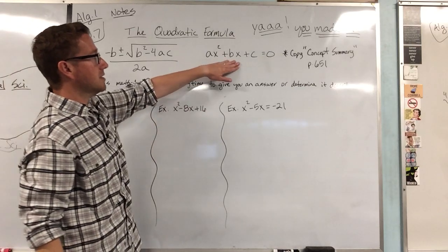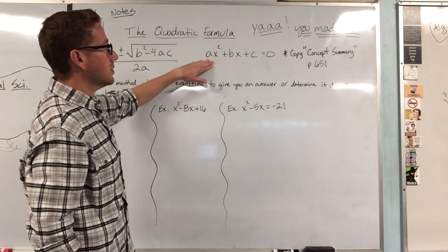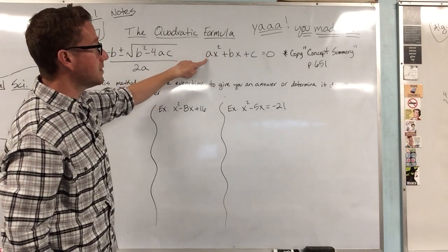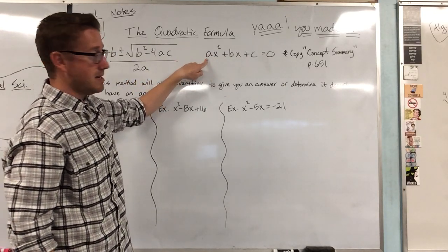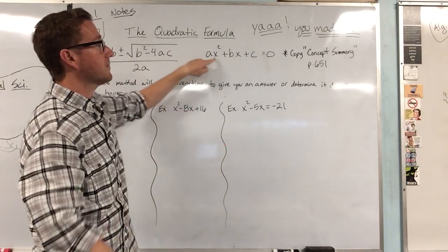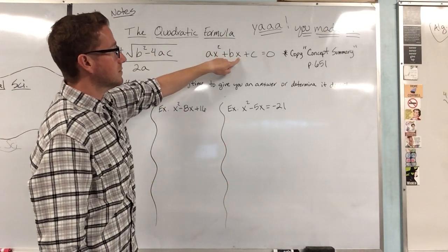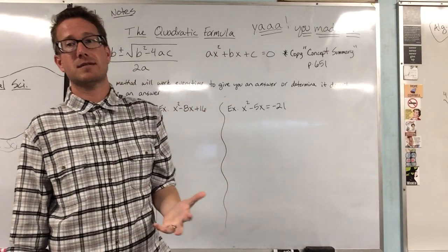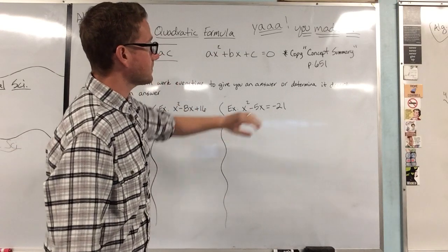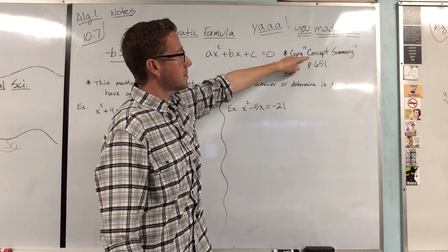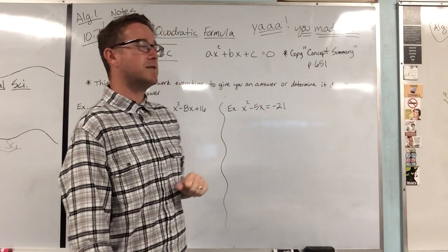And then off to the side, I just wanted to make sure you saw what our trinomial looks like. Whatever is in front of x squared, that is a. Whatever is in front of x, that's b, and the number that's totally by itself, the constant value, that's c. So I also want to make sure that you guys copy the concept summary on page 651.